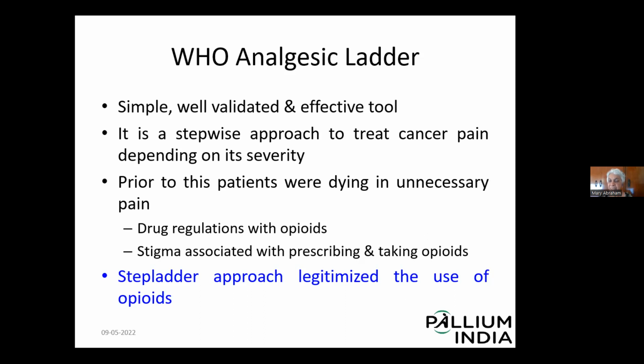Even today, people say that I don't want to go on to opioids. I will become habituated to it, or people may call me an addict. So there's a lot of stigma attached to the taking of opioid drugs. Basically, that was related to the misuse and abuse of opioids. But when the WHO itself devised this ladder, it actually legitimized the use of opioids, because it is coming from the World Health Organization that you can take opioids. That itself removed a lot of the stigma attached to the use of opioids.